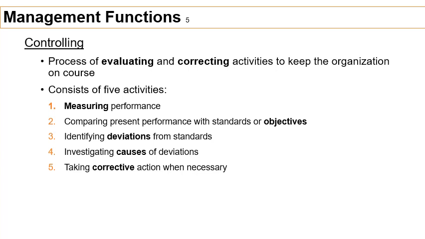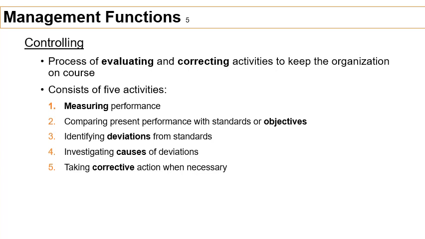Then after measuring, what you need to do is make sure that there are clear standards of objectives. So what are you trying to achieve? If you are measuring satisfaction and incentives are paid based on satisfaction, there needs to be a clear idea of how high customer satisfaction needs to be for, for example, a salesperson to get that extra incentive.